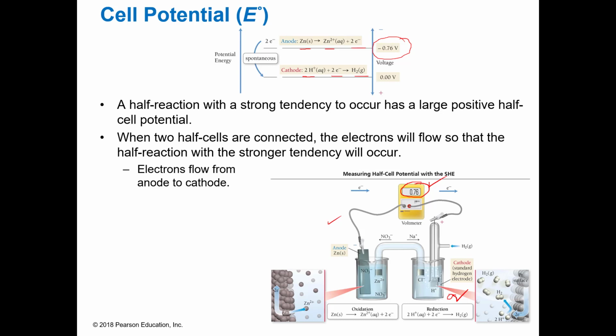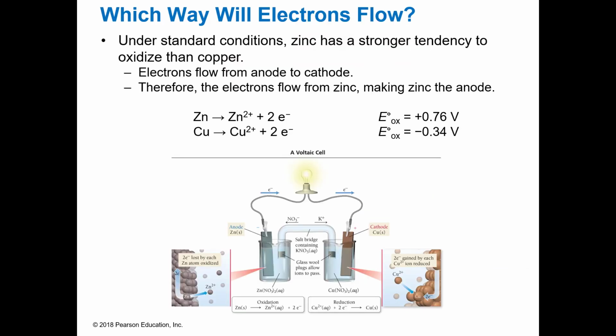All right, so you go, well, does that mean everything we do from now on has to have a standard hydrogen electrode? No. So once we have determined, we've put copper in here, we put zinc in here, compared it to the standard hydrogen electrode, we would find out that the cell potential for the oxidation of zinc is positive 0.76 volts. And the cell potential for copper to become copper 2 positive plus 2 electrons lost is negative 0.34 volts.